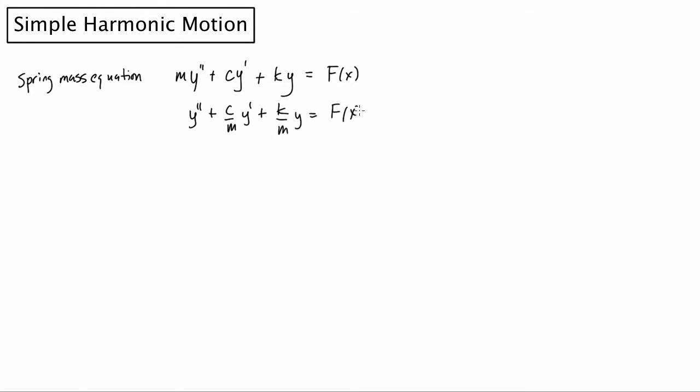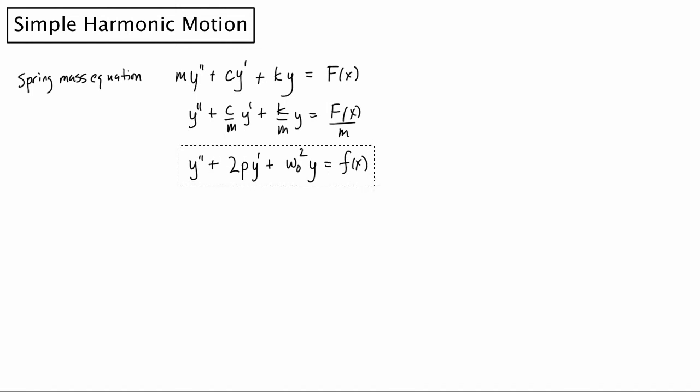And then I'm going to rename some things. I am going to call c over m 2p, and I'm going to call k over m omega naught squared. Now, I know that may seem weird, and I'm going to call f of x over m lowercase f. I know this may seem a little bit weird to call them these things, but there's a reason for it.